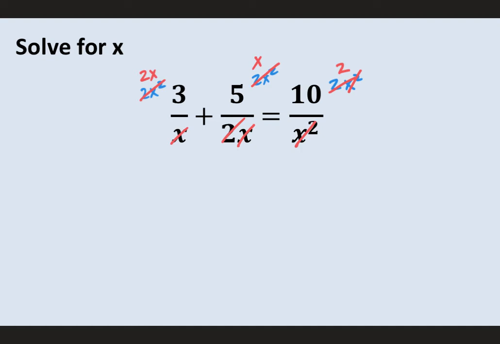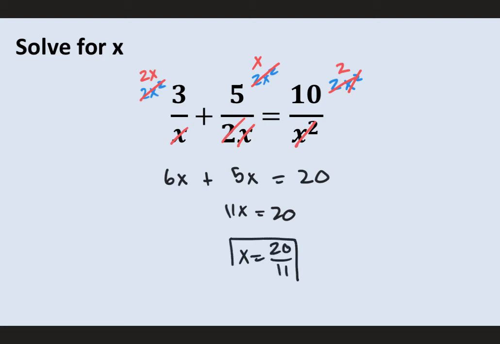All right, we're going to go ahead and multiply each thing out. 2x times 3 is 6x, plus 5 times x is 5x, equals 10 times 2 is 20. And man, that is a much easier looking problem all of a sudden. 6x plus 5x is 11x equals 20. Divide the 11 over to the other side, x equals 20 over 11.